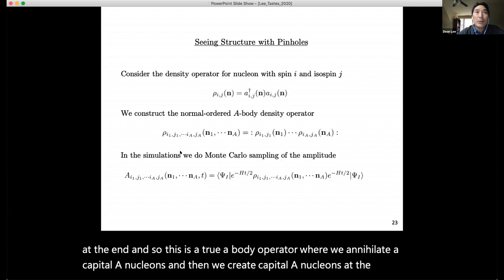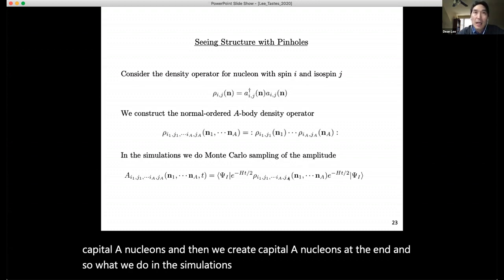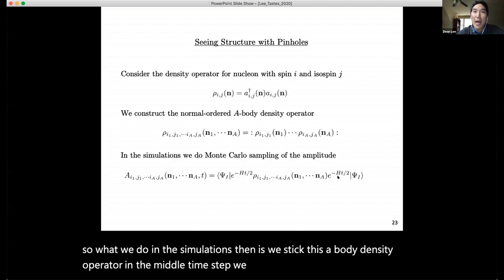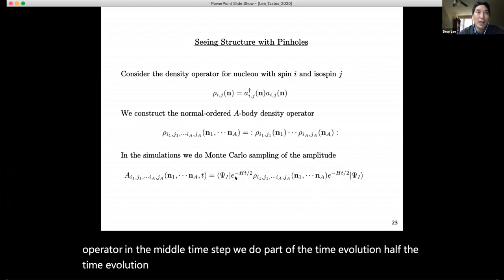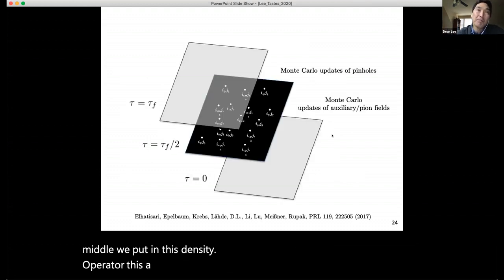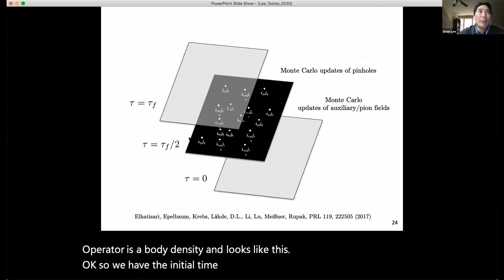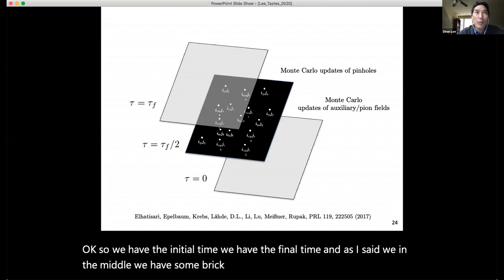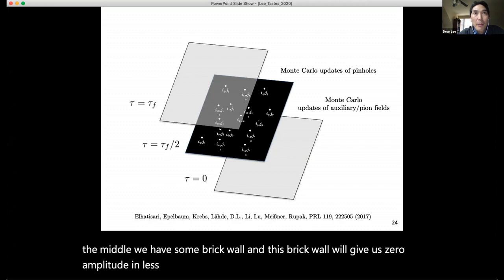And so what we do in the simulations then is we stick this A body density operator in the middle time step. We do half the time evolution in the beginning, half the time evolution at the end. And in the middle, we put in this A body density, and it looks like this. OK, so we have the initial time, we have the final time, and as I said, in the middle, we have some brick wall. And this brick wall will give us a 0 amplitude unless the nucleons go through some little holes in the brick wall that we call the pinholes.